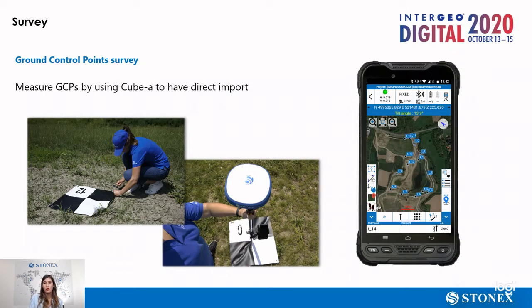To collect the ground control points, you can use Cubefly software, which is an Android software, and it is integrated with Cubefly. So in that way, you have a direct import in Cubefly when you go back in the office. On the right, you see that we collect several ground control points to cover all the area.